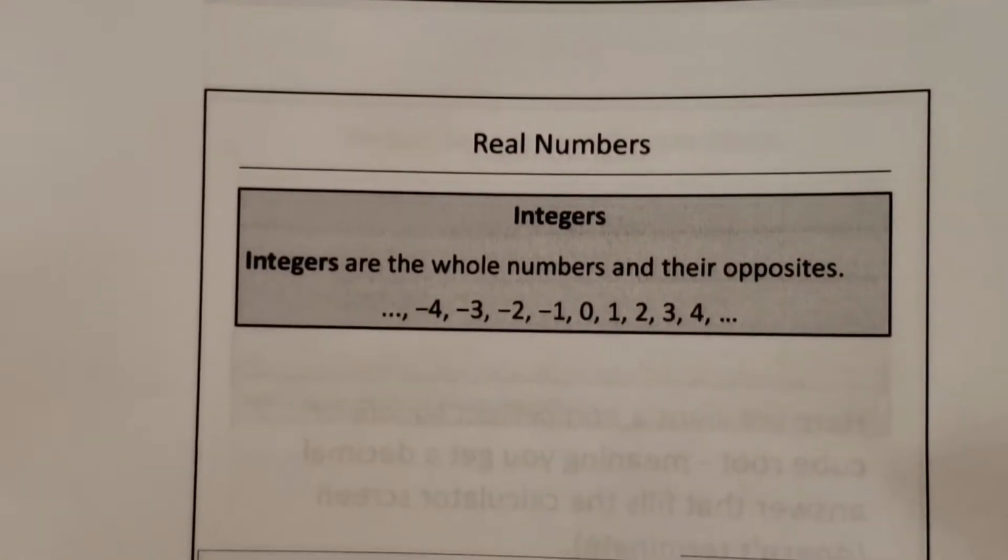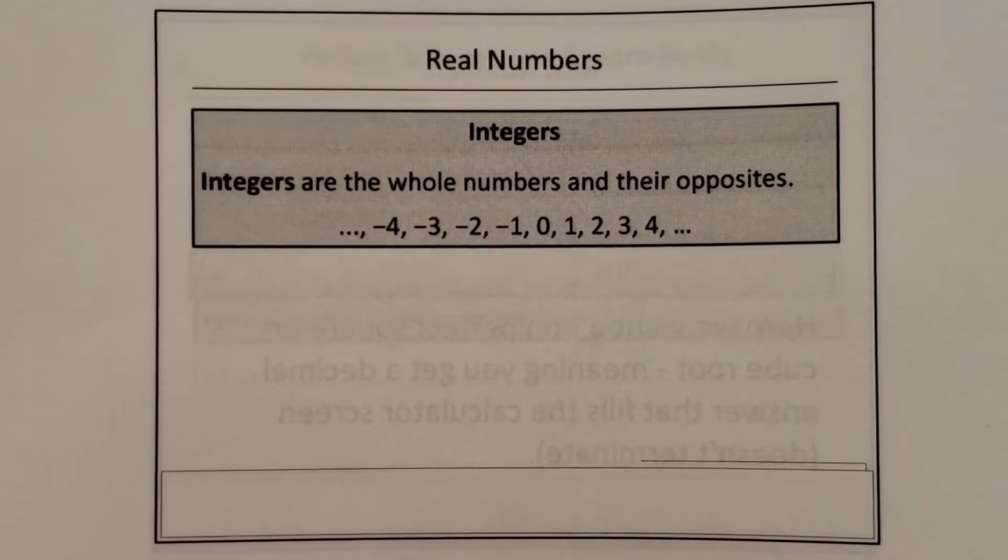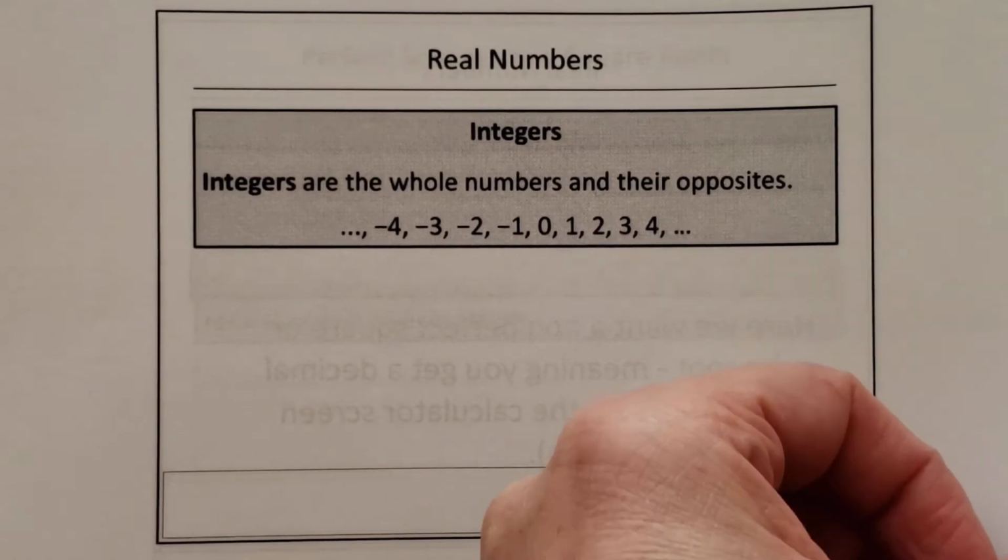So just as a reminder, we're going to be talking about integers. Integers are whole numbers, the number 0, and their opposites. So all of these are examples of integers.